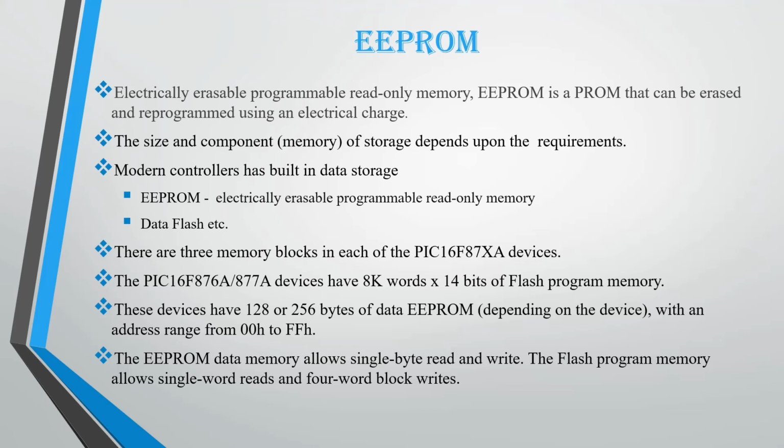There are three memory blocks in each of the PIC16F877A devices. The PIC devices have 8K words of 14 bits of flash program memory. These devices have 128 or 256 bytes of data EEPROM with an addressing range from 00H to FFH. H means hexadecimal. The EEPROM data memory allows single byte read and write. The flash memory allows single word read and 4-word block writes.